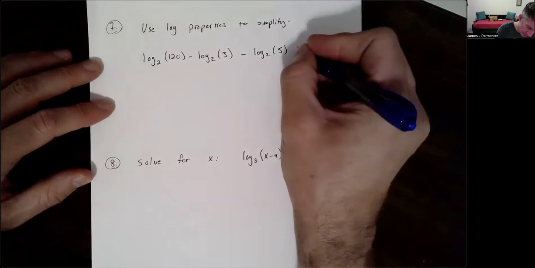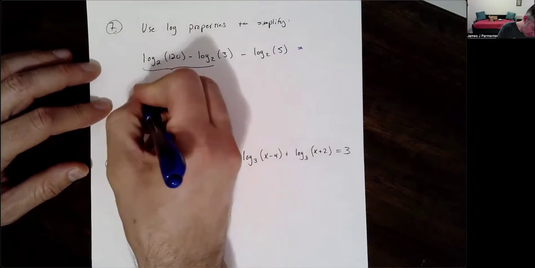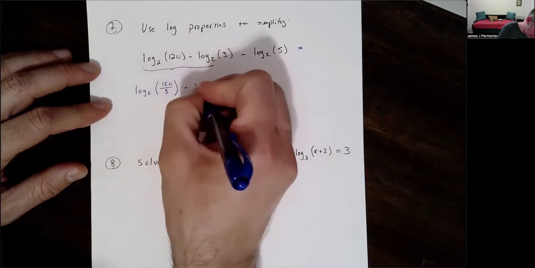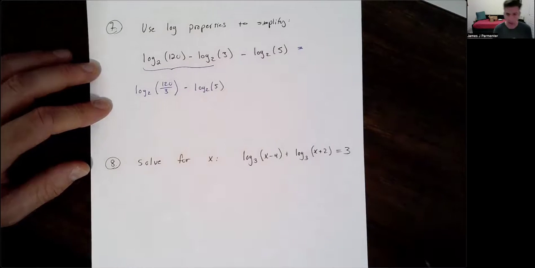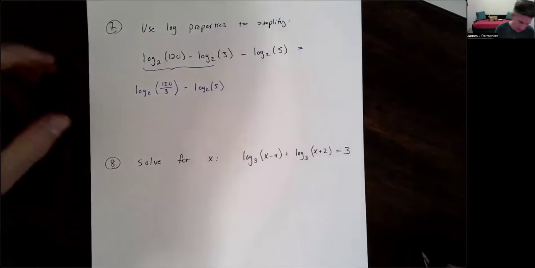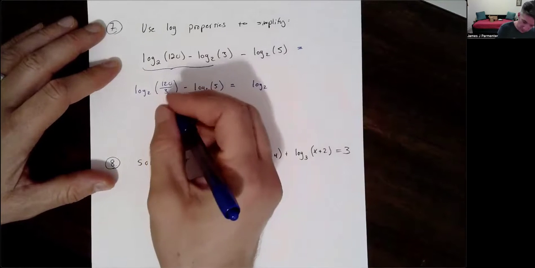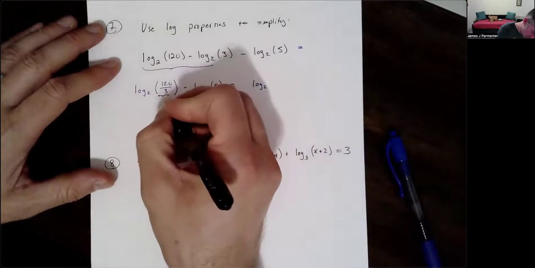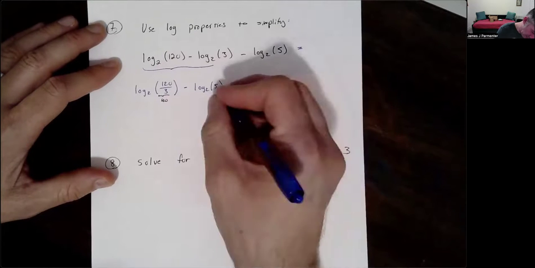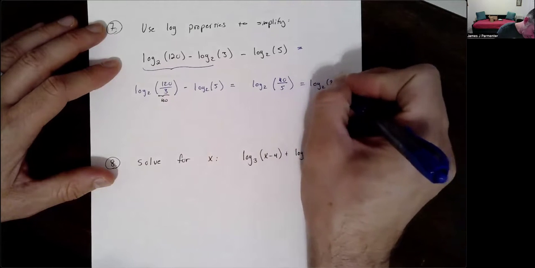A couple ways to do this is to combine these two first and get log base 2 of 120 divided by 3, minus log base 2 of 5. I would normally just simplify 120 divided by 3 as 40. So I'm going to write this as now log base 2 of that number 40 divided by 5. 40 divided by 5 is 8. Log base 2 of 8 is probably my favorite example. That's going to be 3.